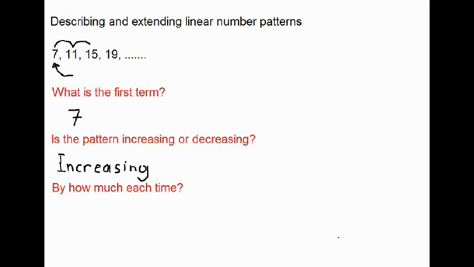And then finally, we ask ourselves, well, how much is it increasing by each time? Well, to get from 7 to 11, we have to add 4. And we should double check just to make sure that's correct. 11 plus 4 is 15, and 15 plus 4 is 19. So in this case, it's increasing by 4.